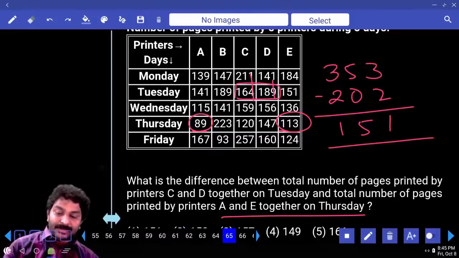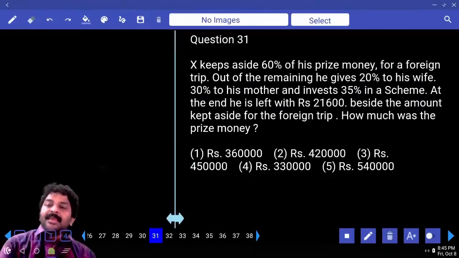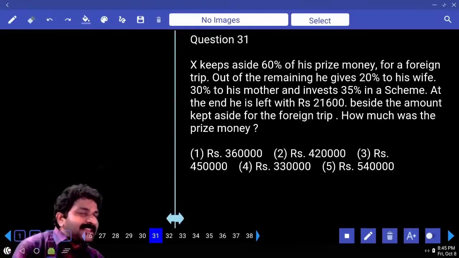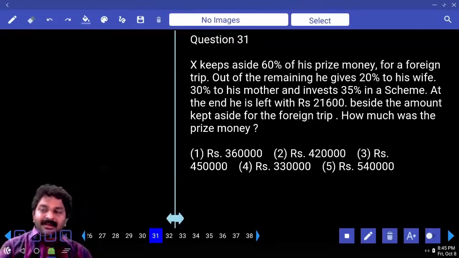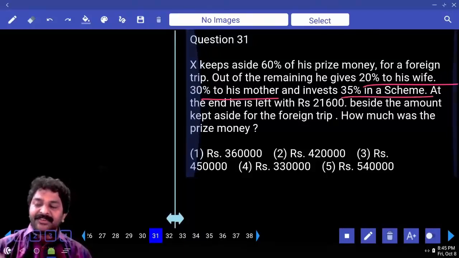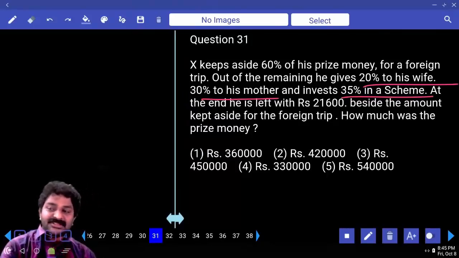Over? Right. Now let's start arithmetic questions. X keeps aside 60% of his prize money for a foreign trip. Out of the remaining, tell me how much is left. Remember, he gives 20% to his wife, 30% to mother, and invests 35% in a scheme. Total, how much percentage is given to wife, mother, and spent on schemes?